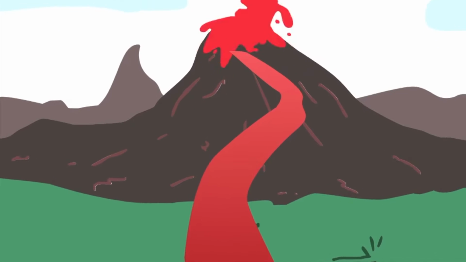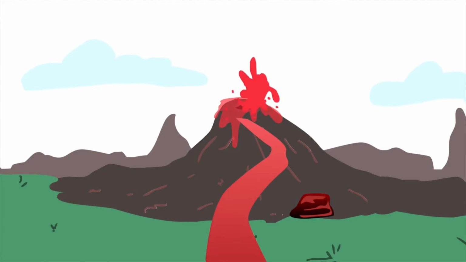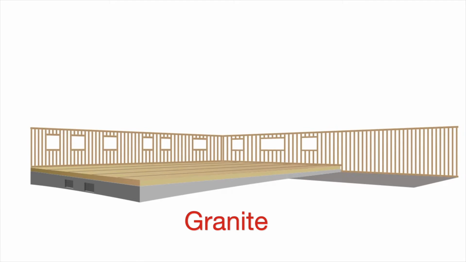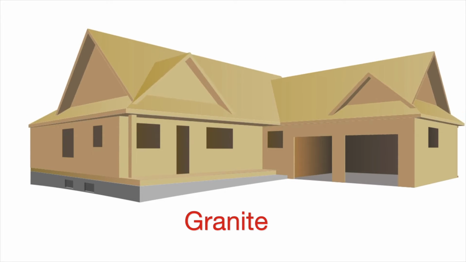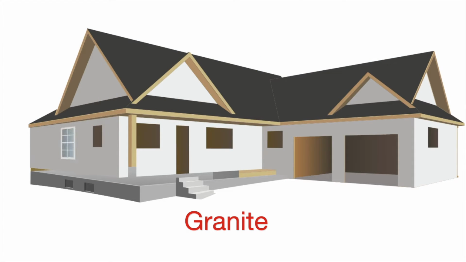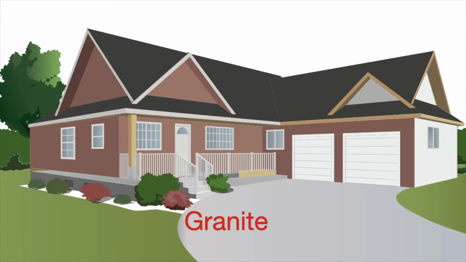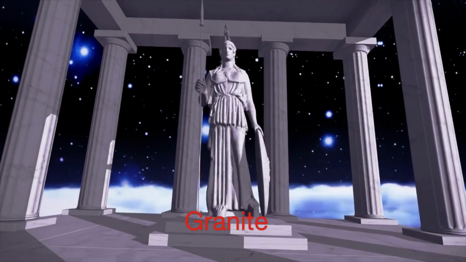This is a volcano. Here is magma that heats up and makes lava to form. Do you see this? Yes, this lava solidifies and when it's cold becomes igneous rock, such as granite. Granite is used in the formation of buildings and statues.